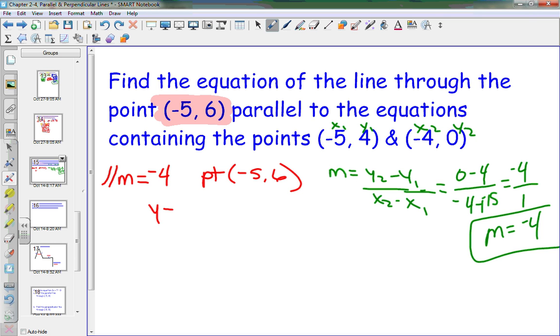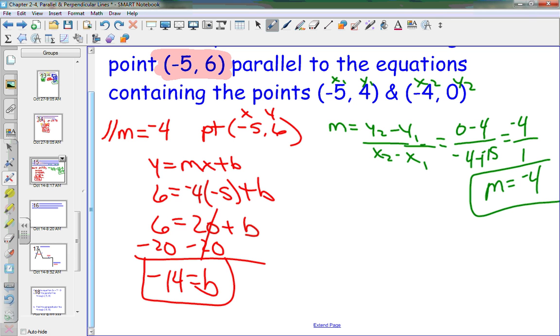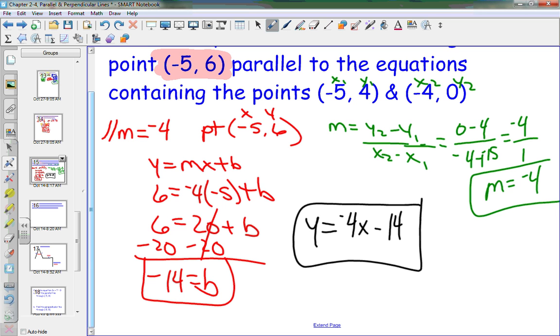y is equal to mx plus b. This is x, this is y. Y is 6, m is -4, x is -5 plus b. So what does this give you? 6 is equal to 20 plus b. Subtract the 20, and this is going to give you -14 is equal to b, to give me the final equation to be y is equal to -4x. Good.